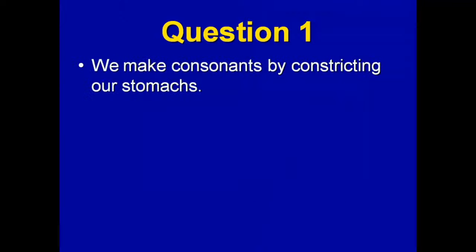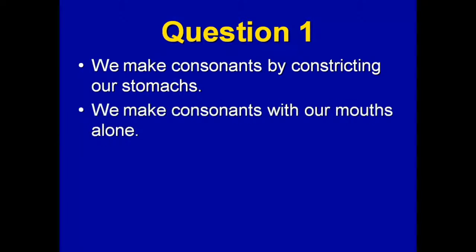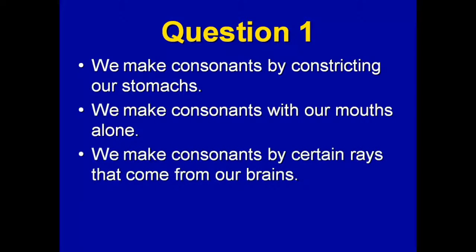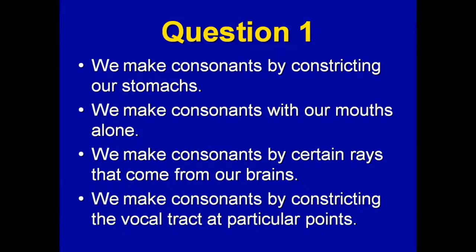Now, question 1: we make consonants by constricting our stomachs. We make consonants with our mouths all alone. We make consonants by certain rays that come from our brains. We make consonants by constricting the vocal tract at particular points. Of course, the right answer in this case is the last one. We make consonants by constricting the vocal tract at particular points.